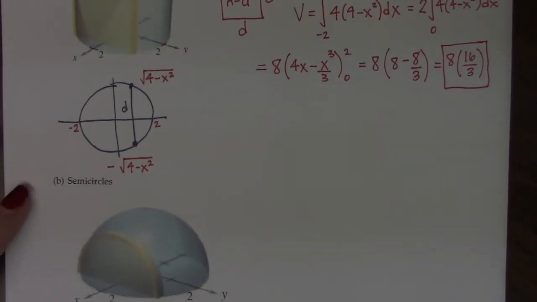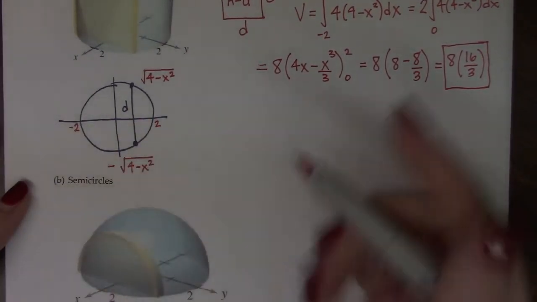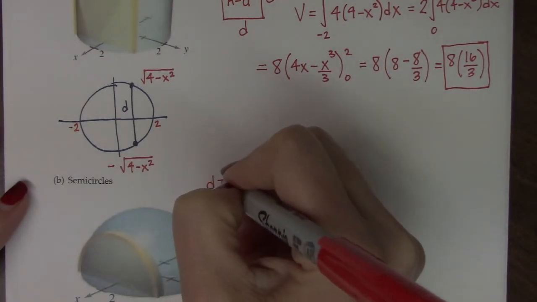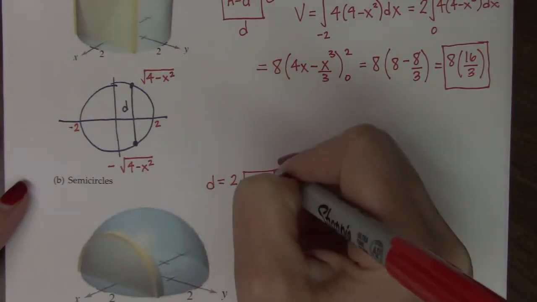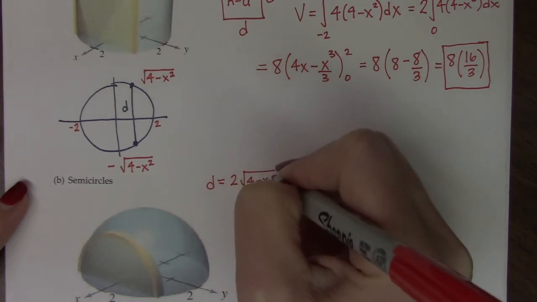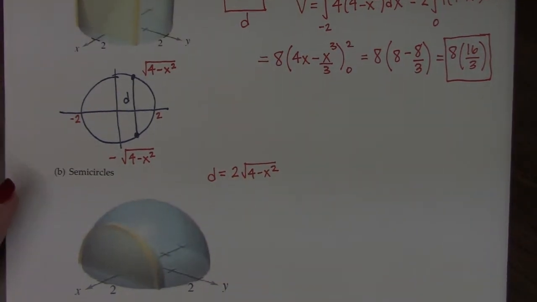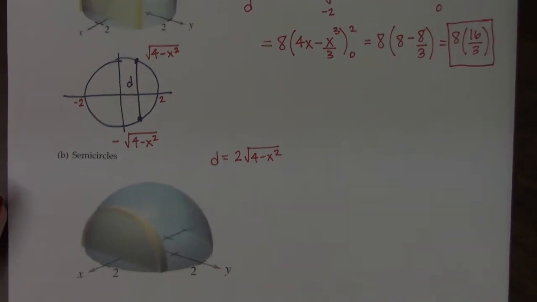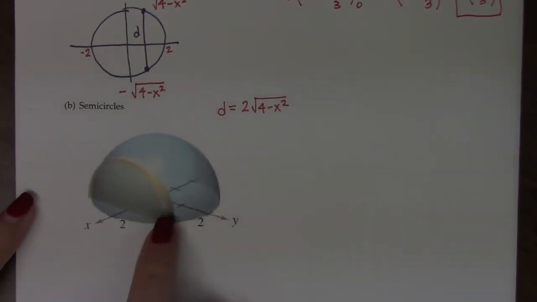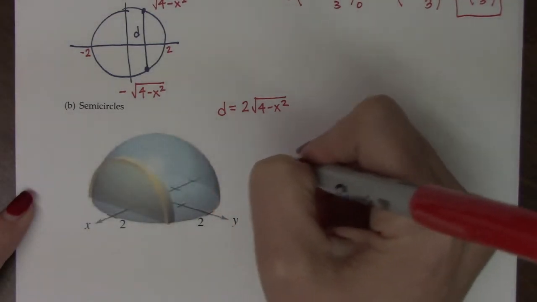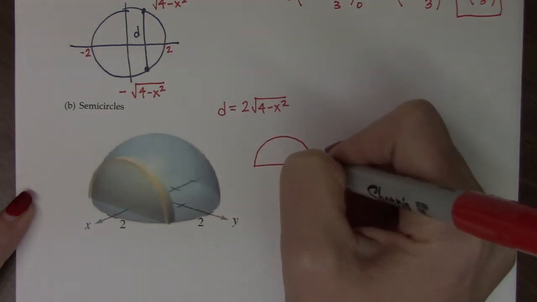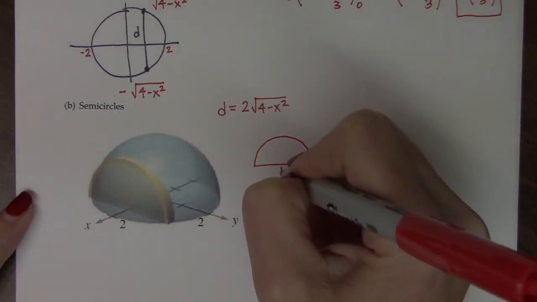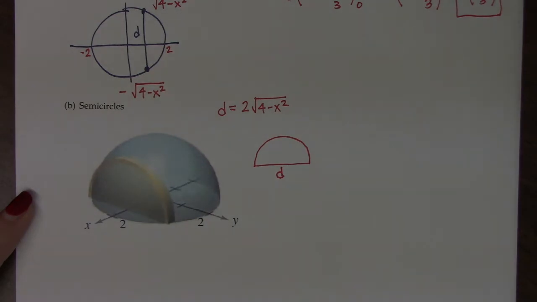For the next problem, we have the exact same base, so our d is still going to be 2 times the square root of 4 minus x squared. Okay, so because we're still measuring the distance across the region. But if we look at the cross-section of the shape, d across the region is actually the base of a semicircle. So we need to find out what the area of the semicircle is. So the base is actually represented by the diameter of the semicircle. So that's what d is measuring. It's the entire distance across.